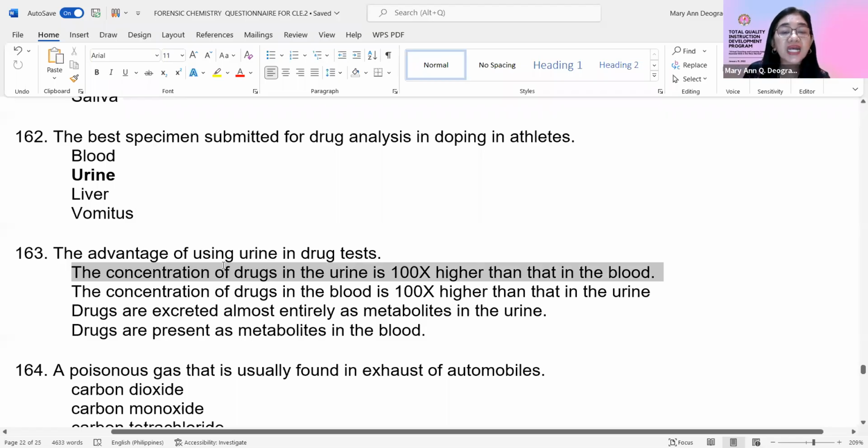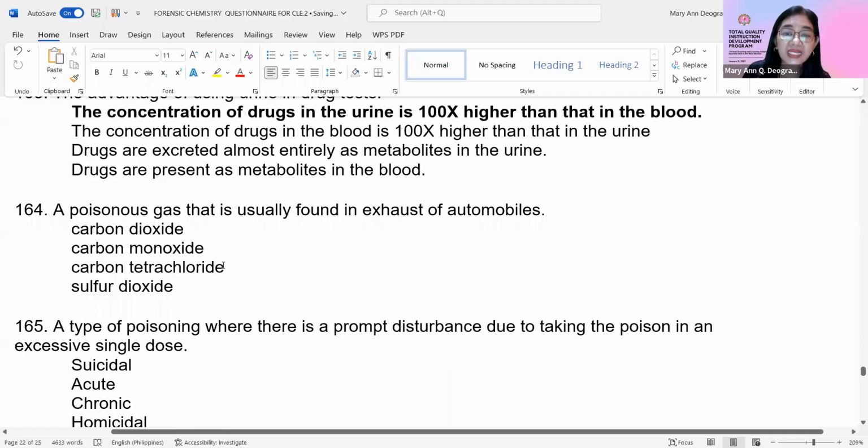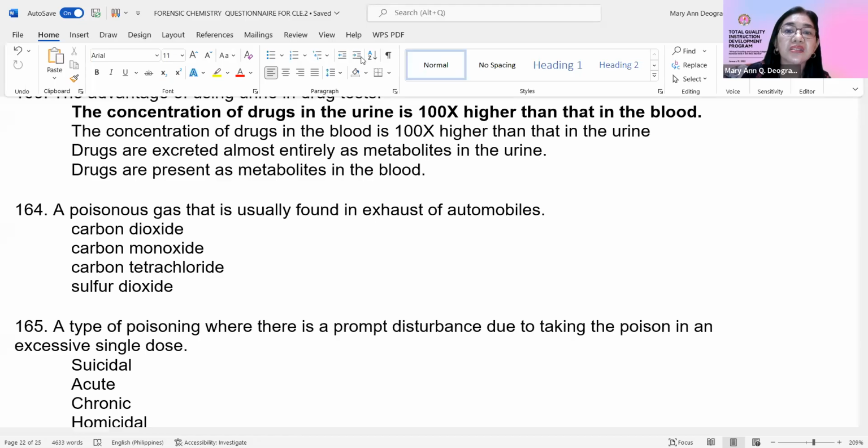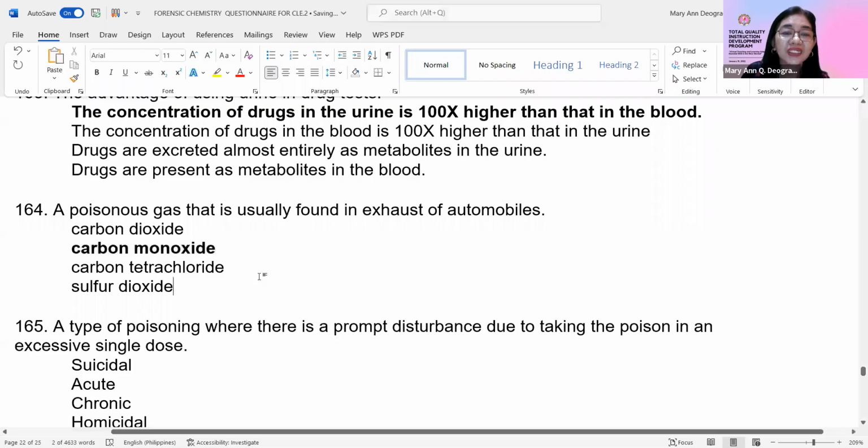A poisonous gas that is usually found in exhaust of automobiles. Which of these? Is it A, B, C, D? Okay, it's carbon monoxide. Poisonous ang carbon monoxide, no? Ang carbon dioxide hindi. Example ng carbon dioxide natin ay yung utot natin. Hindi naman poisonous yun eh.